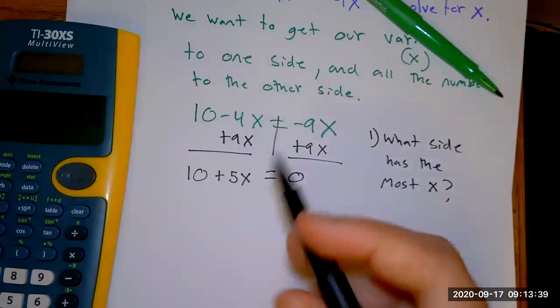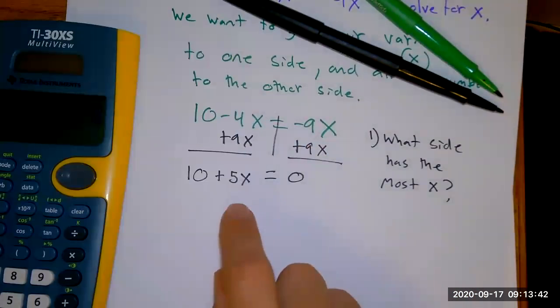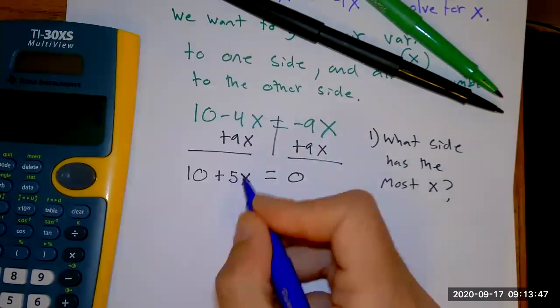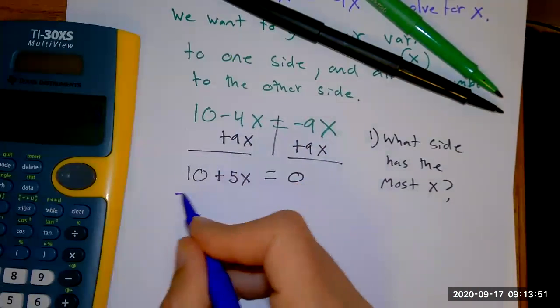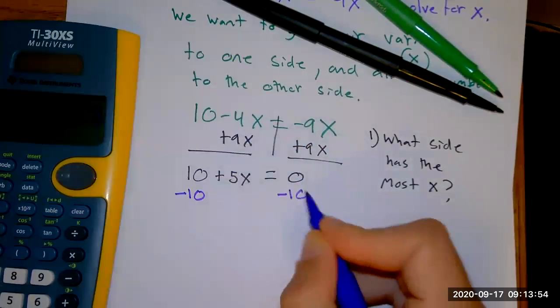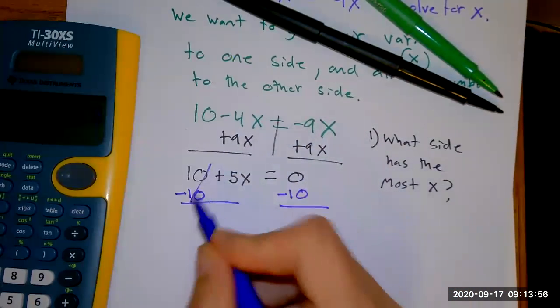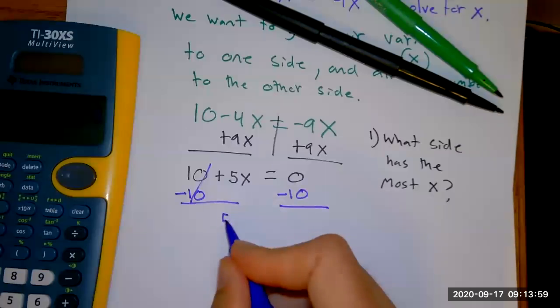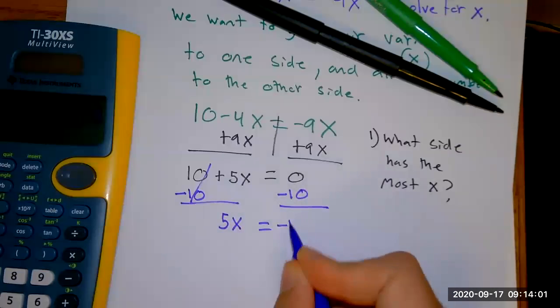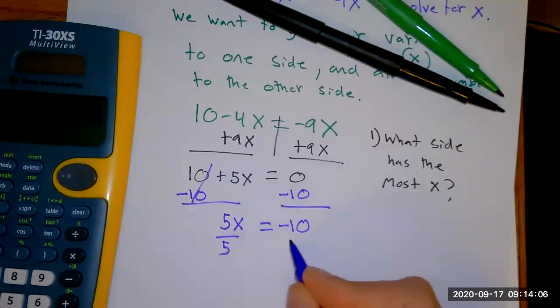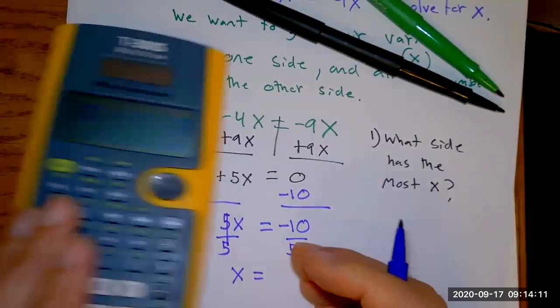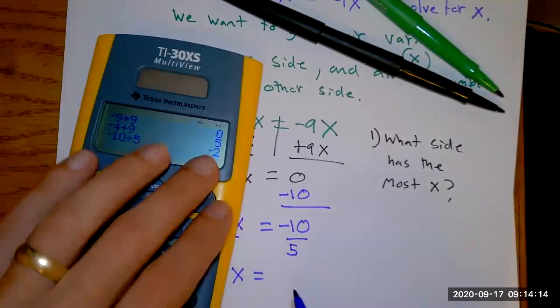Okay, so what happens here? Well, we still want x to get by itself, right? Okay, so next I have x on this side, but I have this 10 on this side. So I don't want this 10 on this side. So I'm going to subtract 10 from both sides. Okay, and I'm going to get 5x equals negative 10. And then I'm going to divide by 5. And then negative 10 divided by 5 is negative 2.